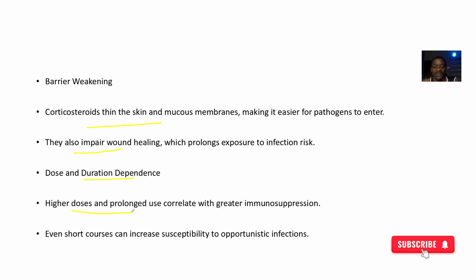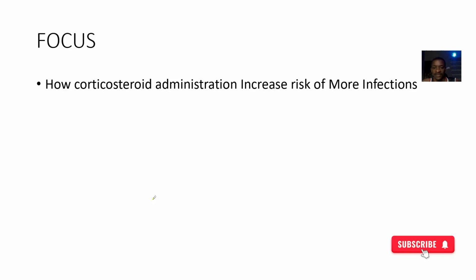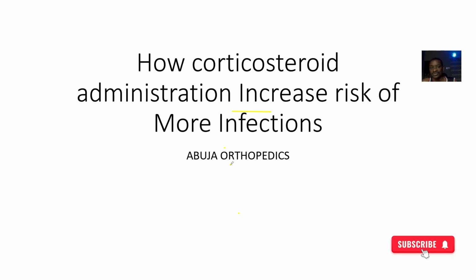Do you understand? Okay. So the types of infections that are usually common when you're taking corticosteroids include bacterial infections like pneumonia, cellulitis, urinary tract infections, okay. Viral infections: even some viral infections that are in you but are on the low key get activated, like herpes simplex, varicella zoster. Okay, fungal infections like oral thrush, systemic fungal infections. Okay, opportunistic pathogens. So this is what we have for how these corticosteroids are able to increase the risk of you having more infections.